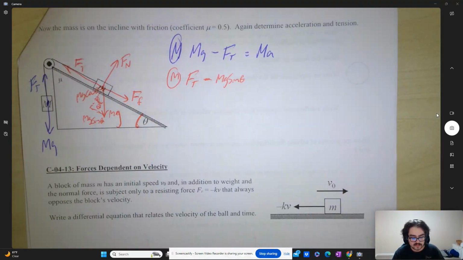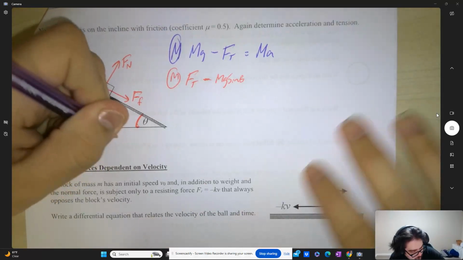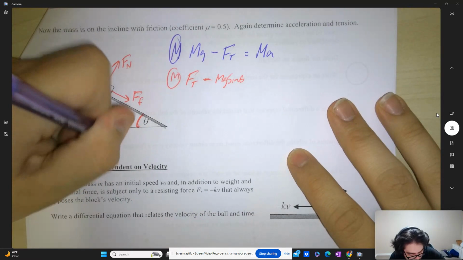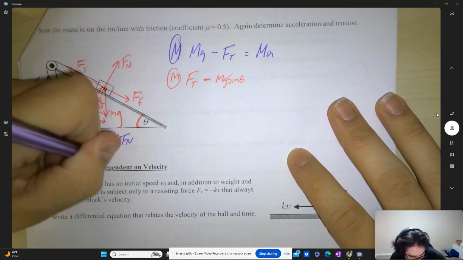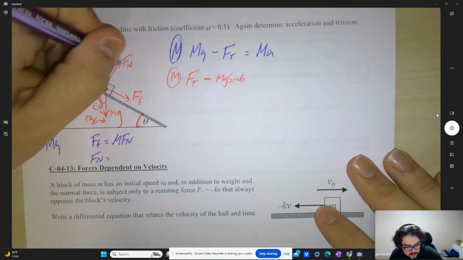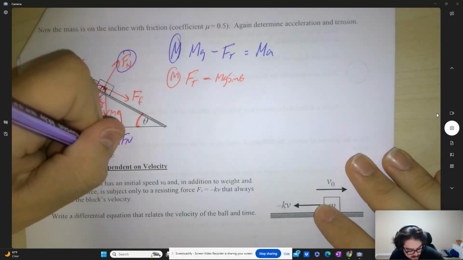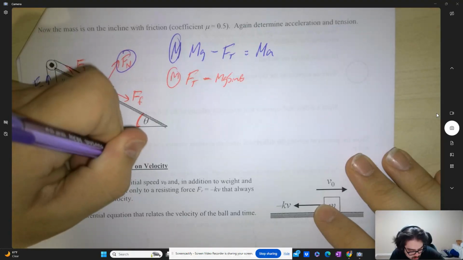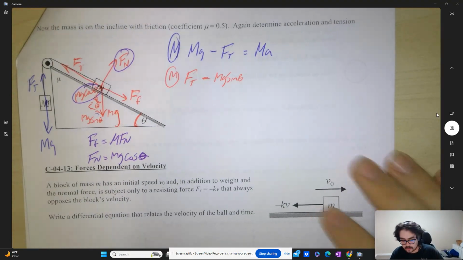Now, off to the side really quickly, I want to address this. Friction force is equal to mu times F sub n. Well, in this case, F sub n is not just mg. F sub n is actually the same as the cosine component right here. So F sub n is actually mg cosine theta.